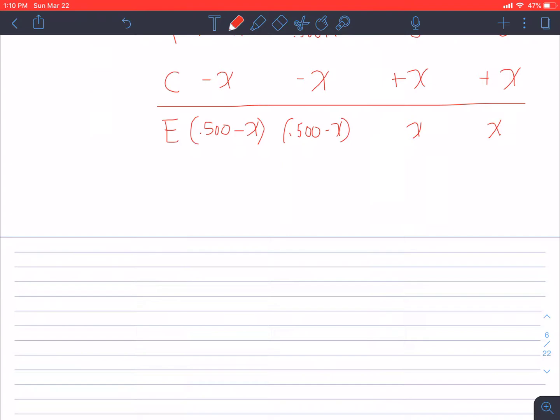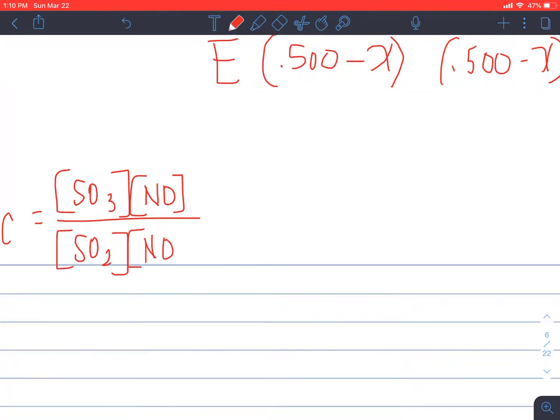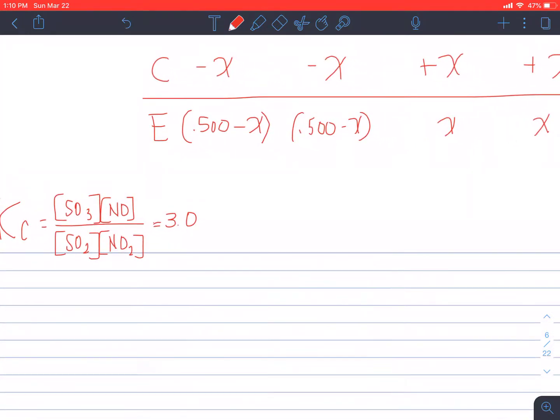Okay? So let's write our equilibrium expression. Kc is equal to the concentration of SO3 times the concentration of NO over the concentration of SO2 times the concentration of NO2. And we've already determined from our given problem that that value is equal to 3. Now, let's substitute our equilibrium values into our expression. And so if you do this, we have X times X over 0.5 minus X times 0.5 minus X.